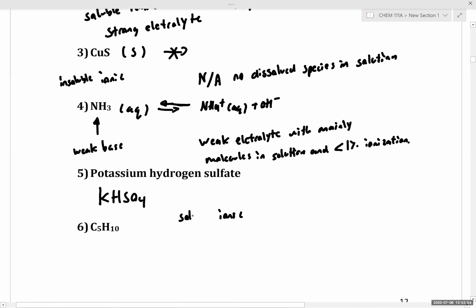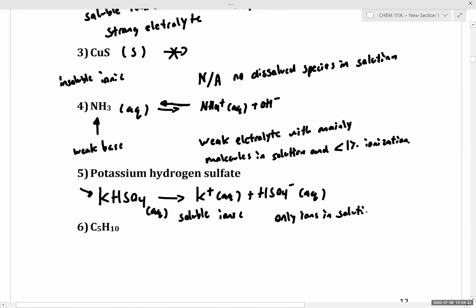I see in the chat that it's mentioned that it's a soluble ionic compound. Key giveaway, potassium salts are almost always soluble. That gives us an aqueous symbol, and we have K+ and HSO4-, the hydrogen sulfate anion, in solution. And we have only ions in solution, so this compound is a strong electrolyte. Let's do one last example.